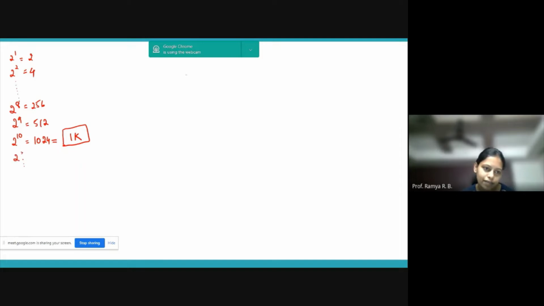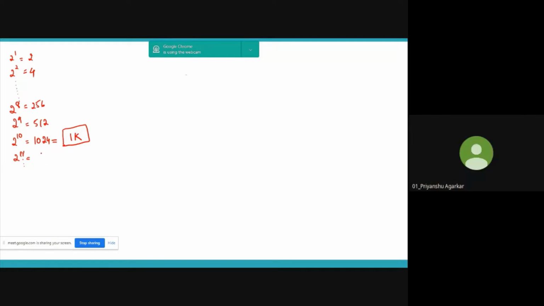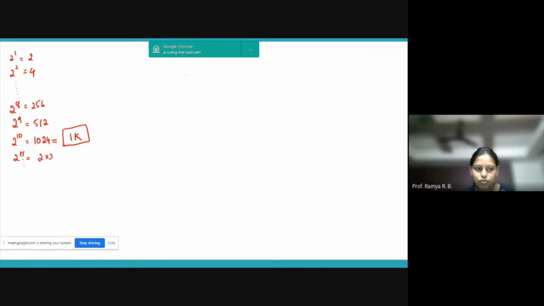What is 2 power 11? How many Ks? 2K, right? Because this is 2 into 2 power 10, which is equal to 2K. So now you tell me what is 2 power 15? How many Ks? 32. How did you get 32? It is 2 power 5 into 2 power 10, so it is 32K.